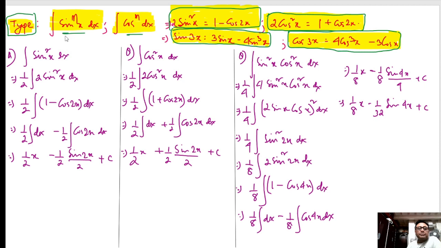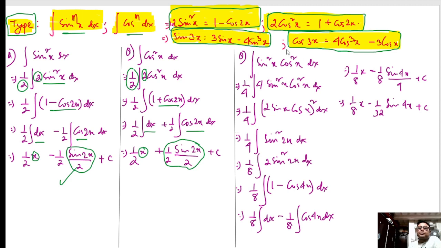So first is this type, sine to the power mx. Here we are doing by half into 2. So 2 sine square x is 1 minus cos 2x, and now writing it separately, integration of dx is x, and cos 2x is sine 2x by 2. So that is the answer. Cos square x, again by half into 2. 2 cos square x is 1 plus cos 2x, again separating the sum, dx is x, cos 2x is sine 2x by 2.